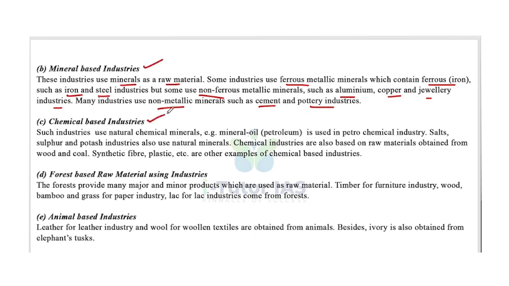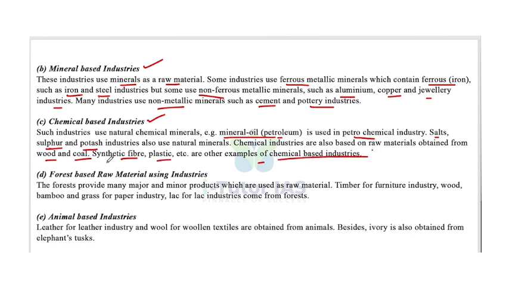Next one is chemical-based industries. Such industries use natural chemical minerals. For example, mineral oil, that is petroleum, is used in the petrochemical industry. Salts, sulfur and potash industries also use natural minerals. Chemical industries are also based on raw materials obtained from wood and coal. Synthetic fiber, plastic, etc. are other examples of chemical-based industries.